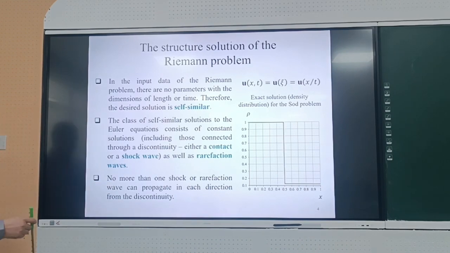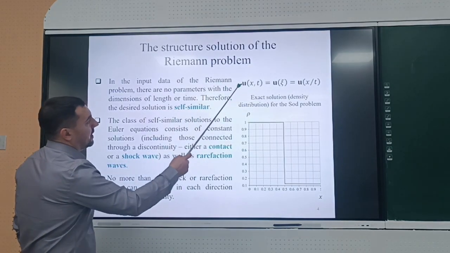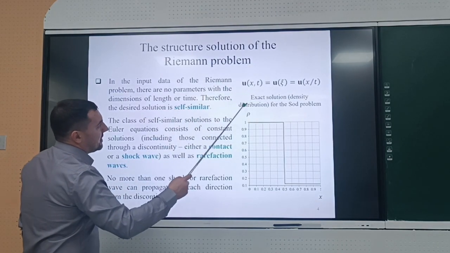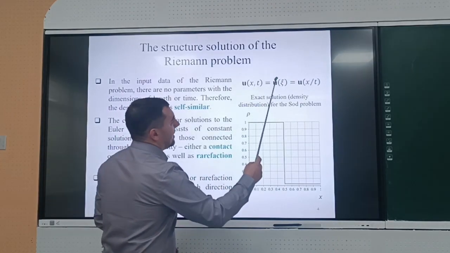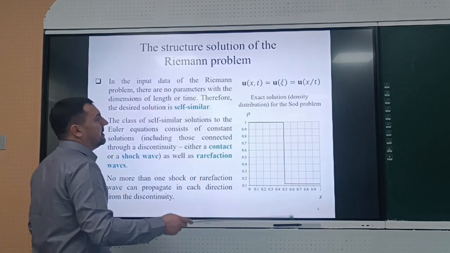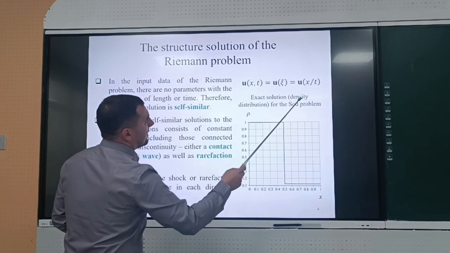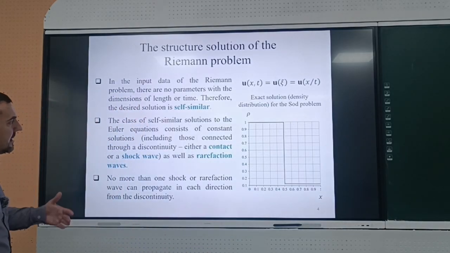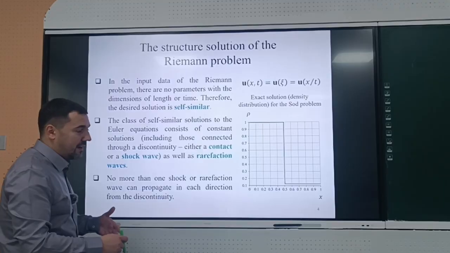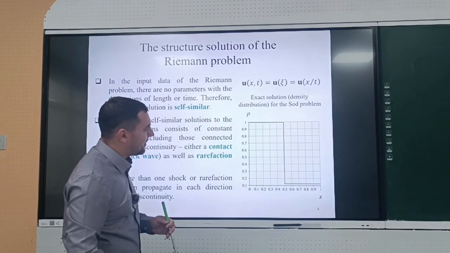So what does it mean, self-similar solution? It means that our solution, u of x, t, is not a function of x and t independently. Our solution should depend on a variable xi equals x over t. So if the solution is self-similar, it looks like this, so I'd like to show the picture here.